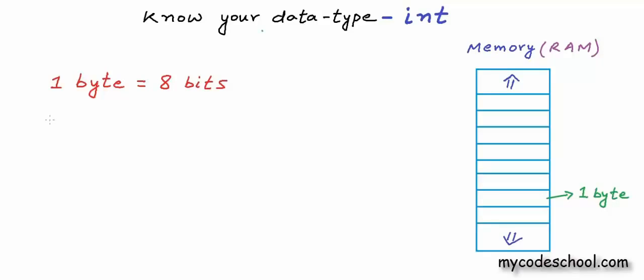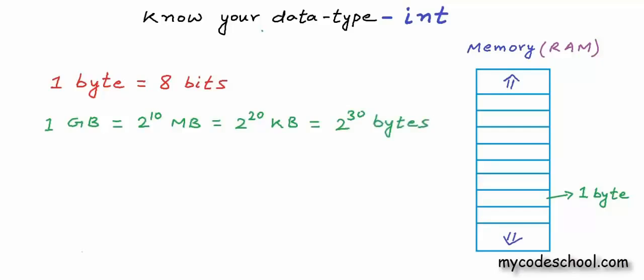If my machine has 1 gigabyte memory, then 1 gigabyte is 2 to the power 10 megabytes, and 1 megabyte is 2 to the power 10 kilobytes. So 2 to the power 10 megabytes would be 2 to the power 20 kilobytes, and 1 kilobyte is 2 to the power 10 bytes. So 2 to the power 20 kilobytes would be 2 to the power 30 bytes. In this memory diagram, I'm showing less than 10 bytes. So you can say that I'm showing only a section of the memory.